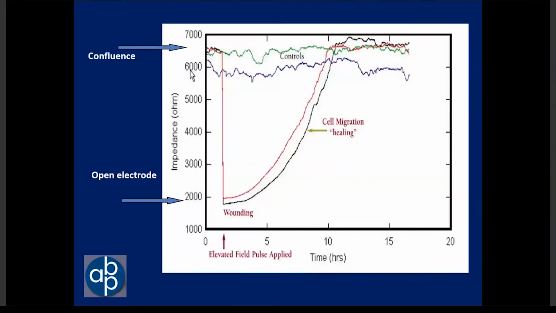Here's what we see when we have 4 confluent layers of electrodes. We apply this high-frequency, high-field pulse a couple of hours into the monitoring. We're just following the impedance at, I believe, 16,000 hertz here. And what we see is that when 2 of these electrodes are wounded, they immediately drop to open electrode values. And then, over the next few hours, as the cells migrate in from the periphery of that wound, we see the impedance climbing back up to control levels during the healing process.